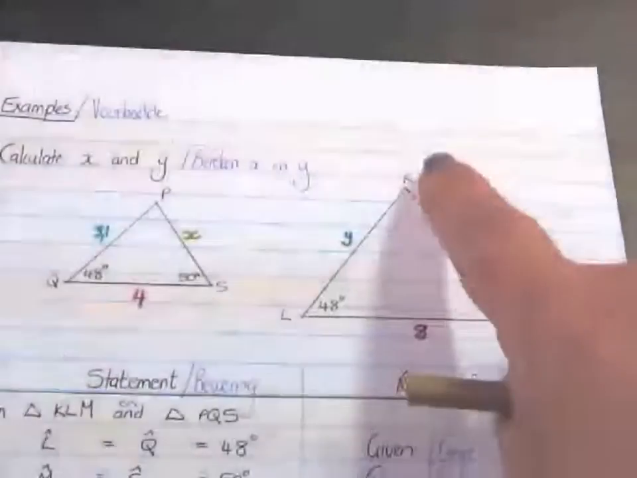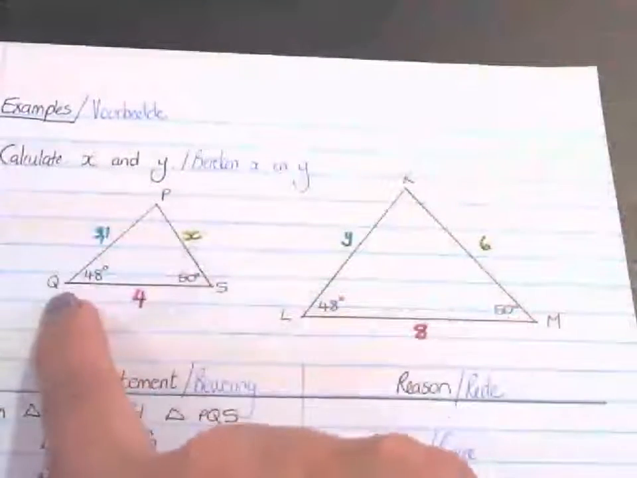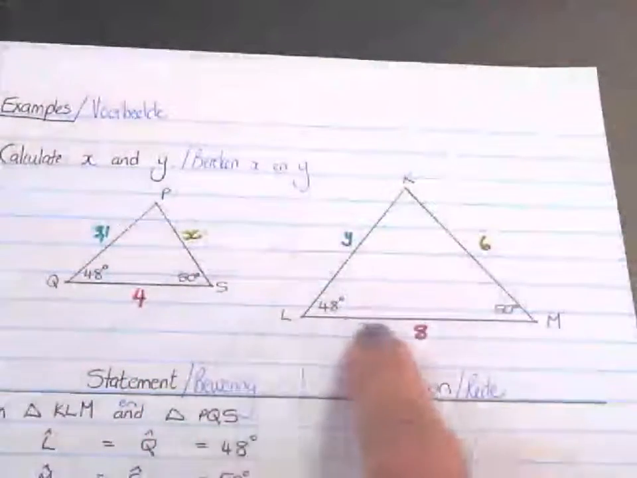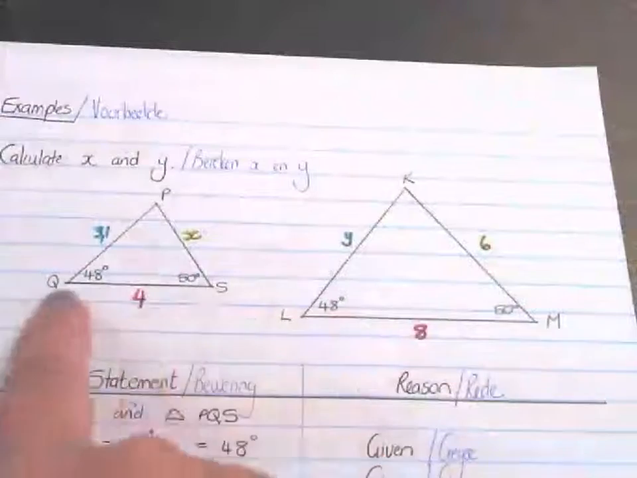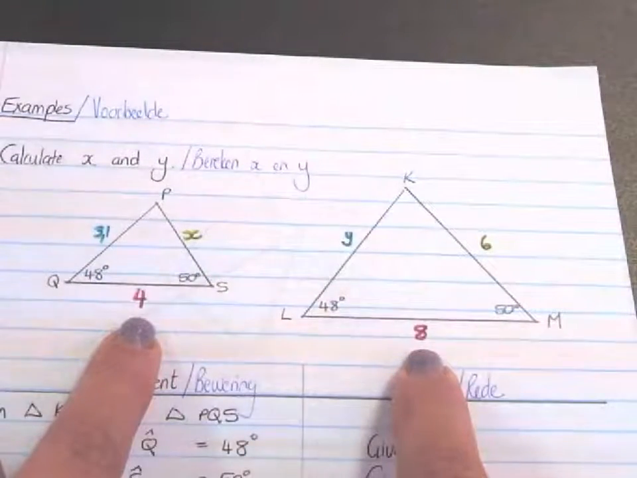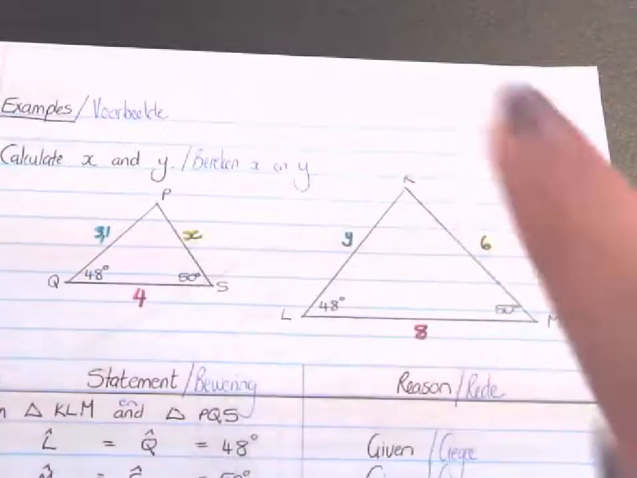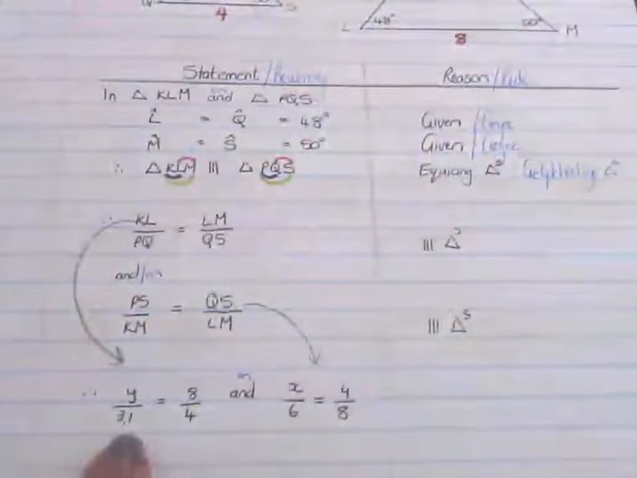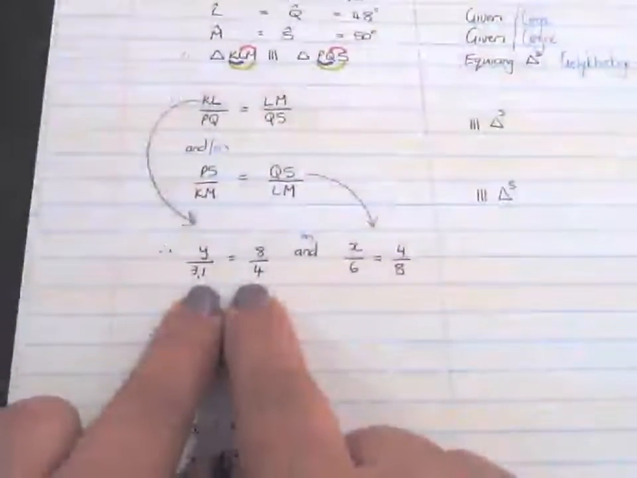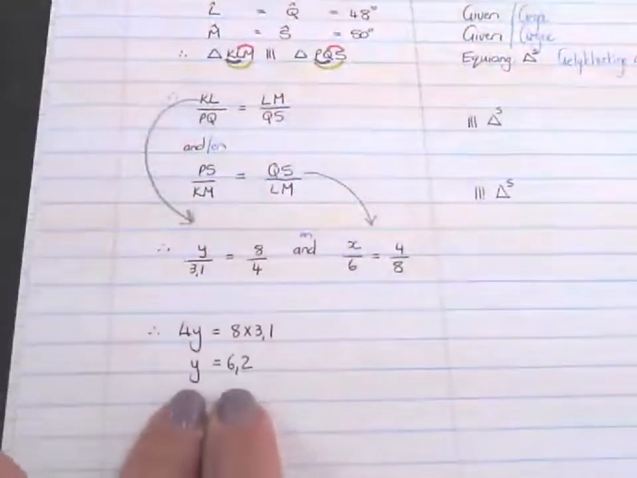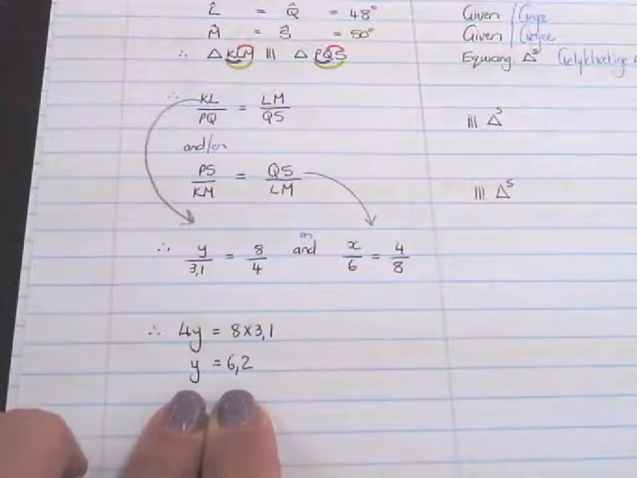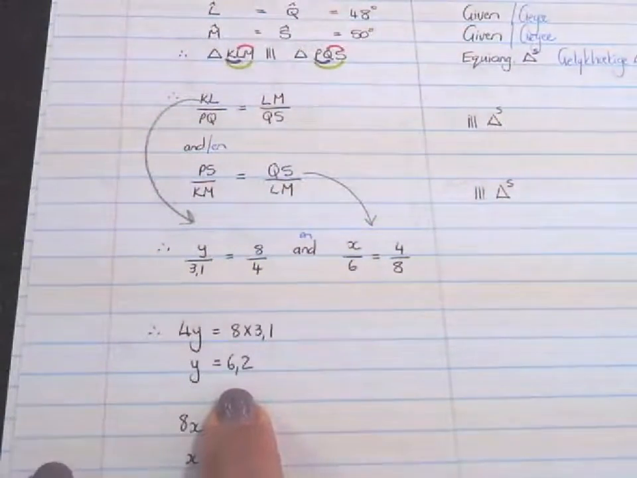So KL over PQ equals LM over QX. These two are known and there's a variable, so I have to choose that one. Then you substitute the values. Cross multiply and you get y. You also do the same for PS.